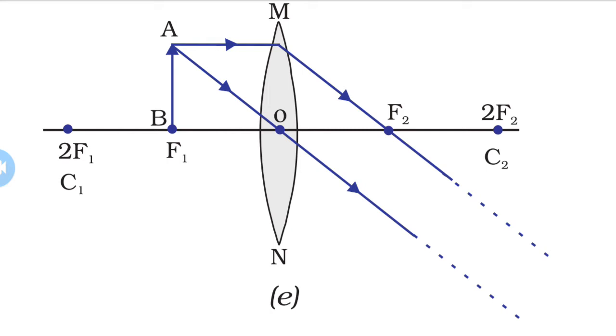Now next, the position of the object at the principal focus F1. AB is the object, and the object is kept at the principal focus F1. The image is obtained at infinite distance, at infinity. The nature of the image is real and inverted, and the size of the image is highly enlarged.